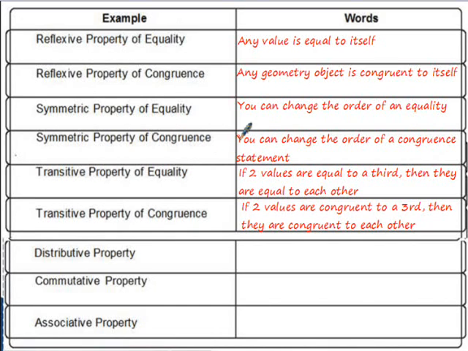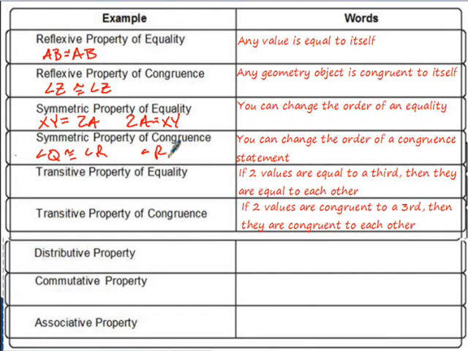These are the words, and then, while you're getting the words down, I'm going to put just an example down of each. So for example, AB equals AB. Angle Z is congruent to angle Z for property of congruence. XY equals ZA. So ZA equals XY. That's just switching the order. If angle Q is congruent to angle R, then angle R is congruent to angle Q.